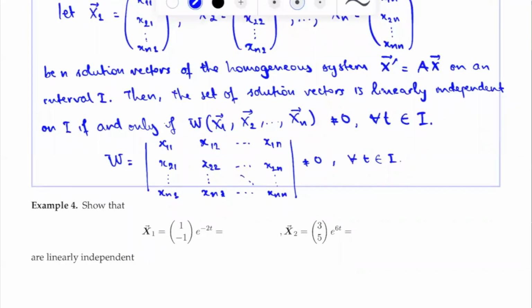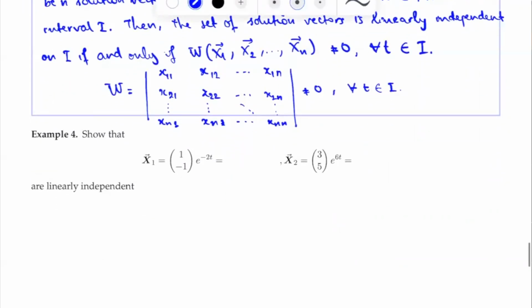So let's tackle one last example. Again, you have seen this example earlier, where you have two solutions, x1 and x2, and we see that these two solutions satisfy the system of differential equations. We did that already. But we don't know whether these two solution vectors are linearly independent or not, so we need to do that calculation. So again, we're going to rewrite the vectors as e to the negative 2t and negative e to the negative 2t. The second vector is 3 times e to the 6t and 5 times e to the 6t.